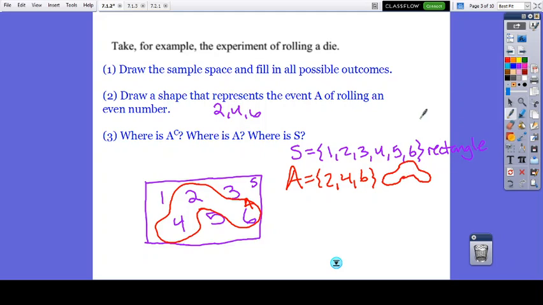And then if you talk about A complement, you're talking about everything that's in the sample space but not in A, so we're talking about 1, 3, and 5. So essentially this is: take the rectangle, remove all of that craziness in there, and A complement is everything that's not in that little figure. So those are our different pieces that we're talking about here, and that's with rolling a die.